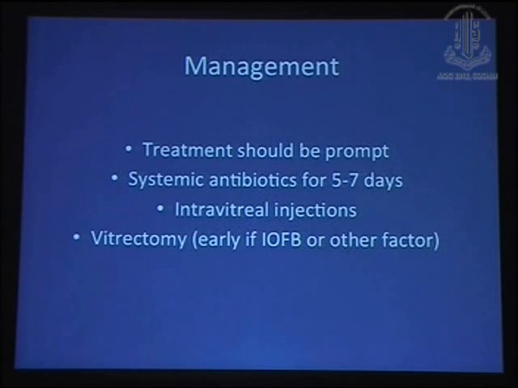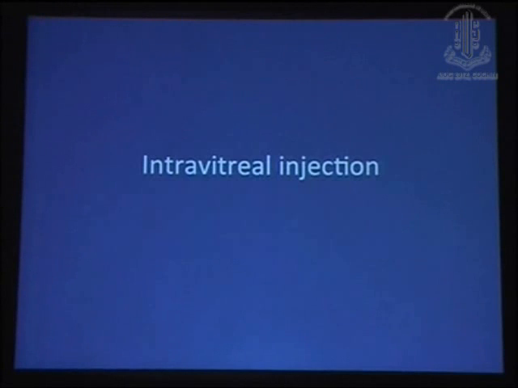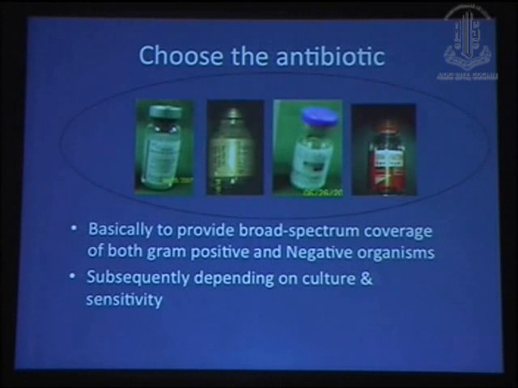So the management strategy: the treatment should be prompt. A systemic antibiotic you can use, and an intravitreal injection you have to give. In many situations it may not be possible to directly go for vitrectomy if you may not have all the setups, so you have to know how to give an intravitreal injection like you give in post-op endophthalmitis cases. And vitrectomy, of course, is early, and if an intraocular foreign body is there, then you have to do a prompt vitrectomy. And intravitreal injection, as in post-op endophthalmitis, is the first line of treatment in traumatic endophthalmitis also.